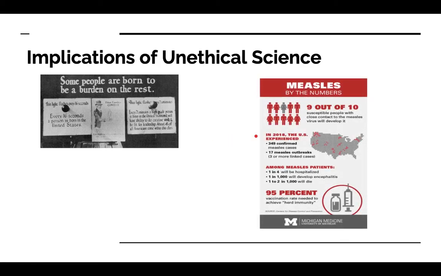Falsified data, okay? Unethical science, if data is falsified, we can have cases like this where we have measles outbreaks. So back in 2018, there was a measles outbreak in the United States in several pockets across the country. There were 349 confirmed cases, 17 measles outbreaks, and amongst those people, 1 in 4 were hospitalized, 1 in 1,000 had a chance of developing encephalitis, and 1 to 2 in 1,000 died, okay?